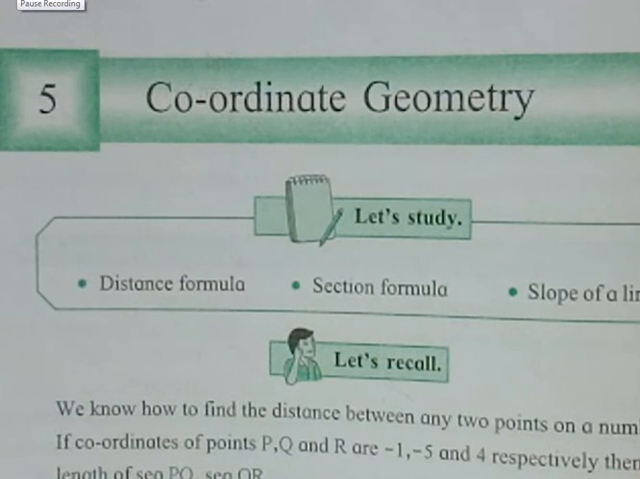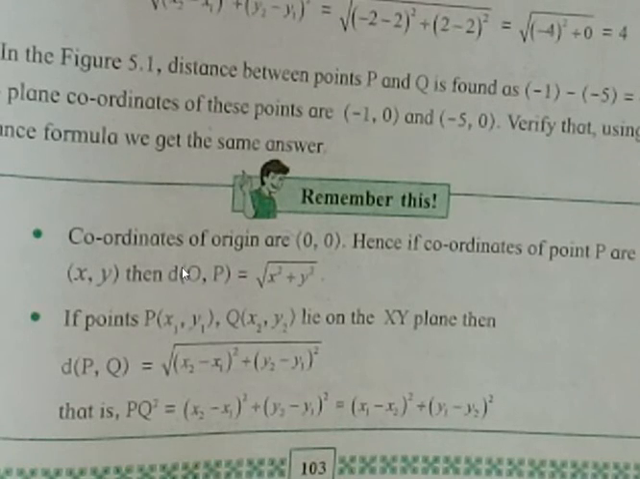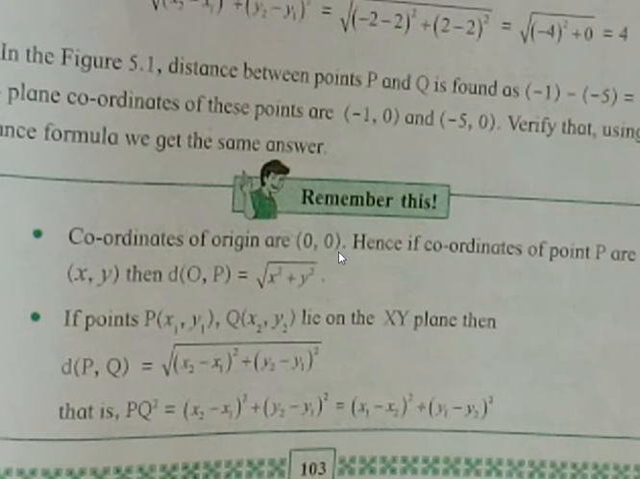My name is Ravi Joshi sir and today's topic is 10th Standard Maths 2 Coordinate Geometry Exercise 5.1. First we have to remember this. Coordinates of origin are 0, 0. If the points are origin points, then coordinates of that point are 0, 0. Hence the coordinates of point P are x, y.